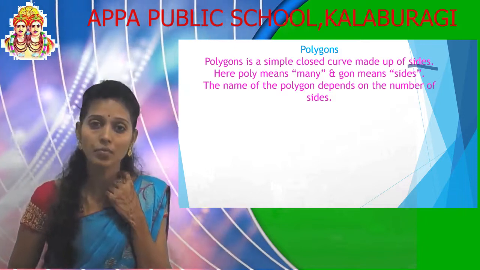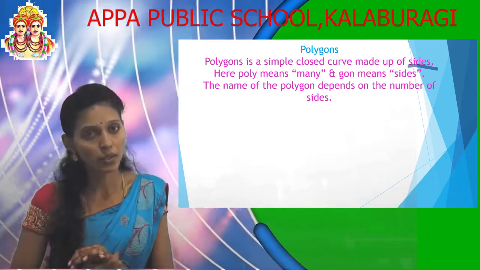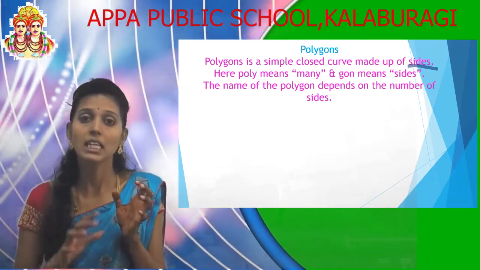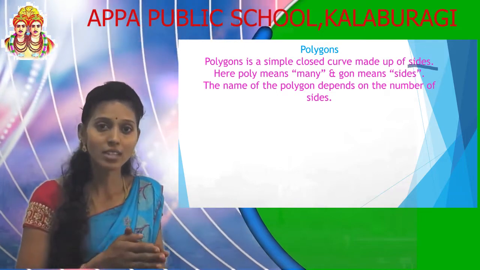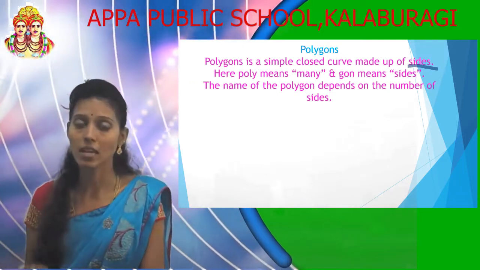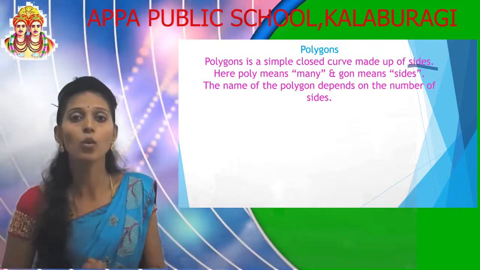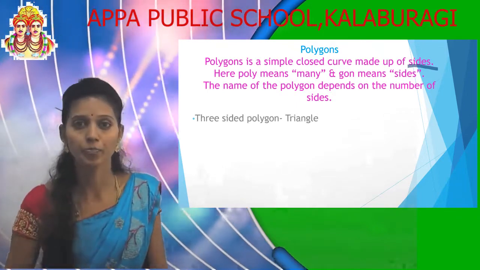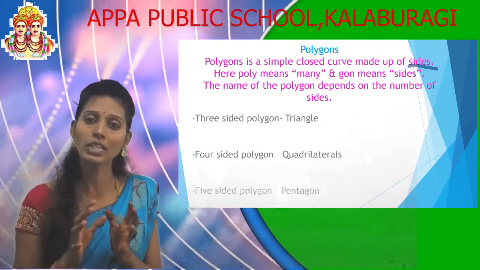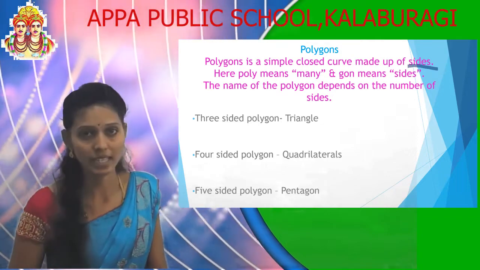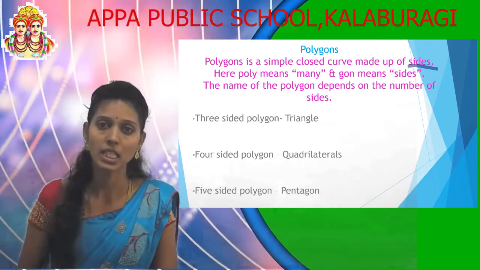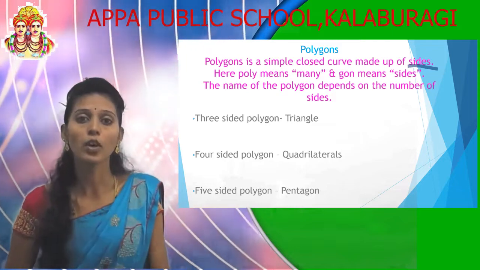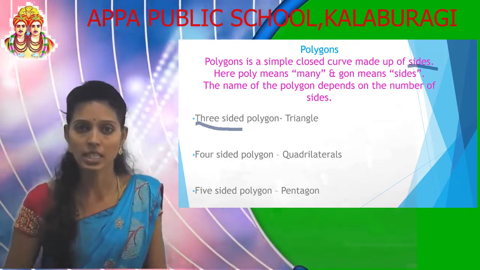Then what is the new thing here? Here, same polygons you are going to study, but you are going to study triangles and quadrilaterals in detail. Before that, let us know the polygons once again. Okay, a polygon is nothing but a closed figure made up of sides, means line segments. Then the name of a polygon depends on the number of sides.